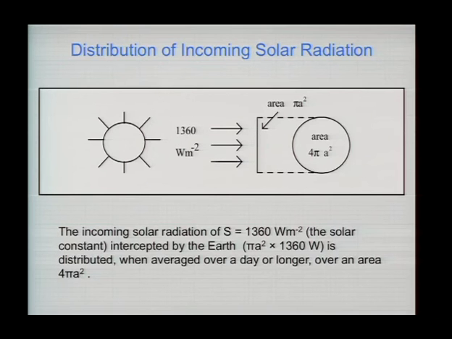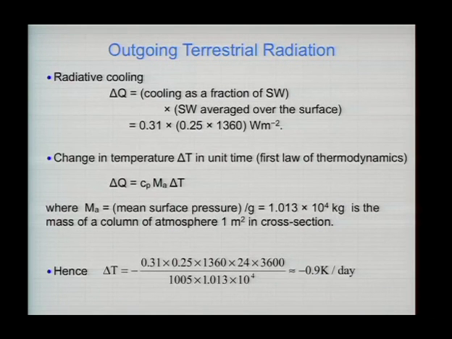Now, this is something you've seen in the literature, I'm sure. So the sun shines on the Earth. The Earth's a sphere, but the Earth intercepts the solar radiation through a disk. And the ratio here of that disk to the area of the sphere is a quarter. So that solar radiation is spread over the sphere. Let's do some back of the envelope calculations.